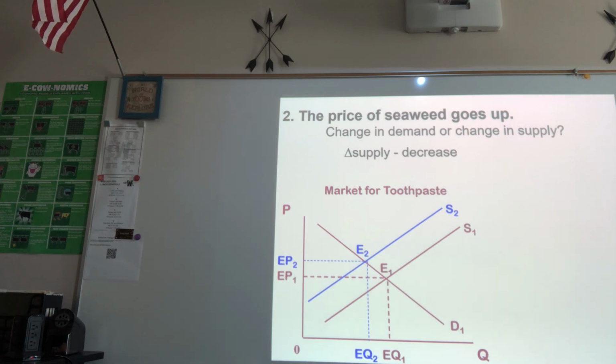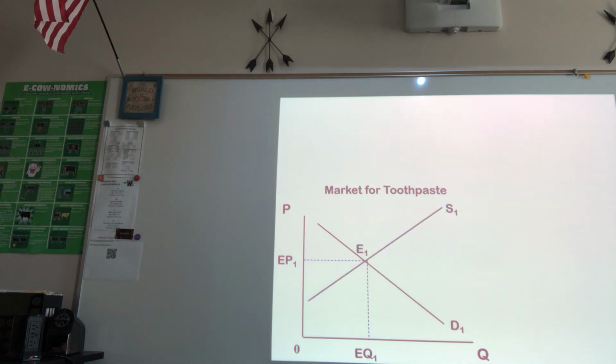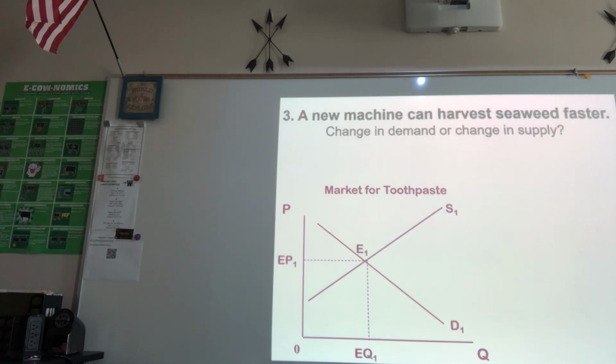Isn't this exactly what happened with toilet paper? The supply went down, but the demand was still there. Okay, so we'll look at that next time. The next thing, there is a new machine that could harvest seaweed faster. So is that supply or is that demand?